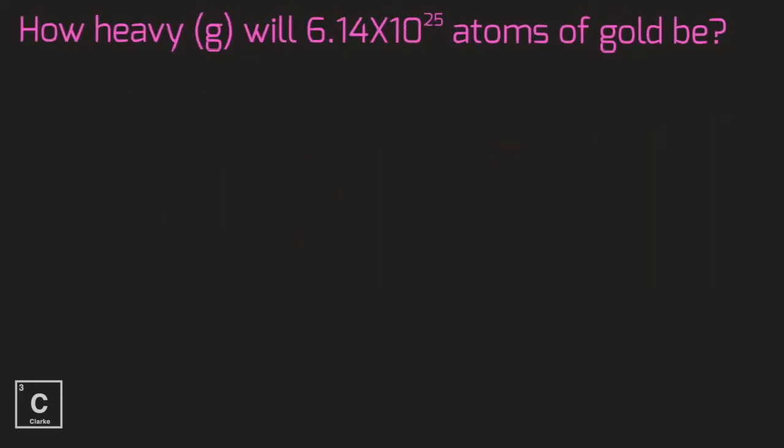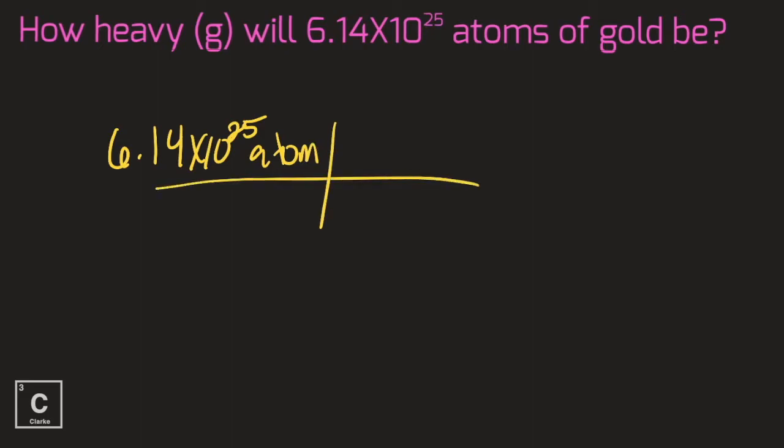Okay, next problem. How heavy, that's grams, will 6.14 times 10 to the 25 atoms of gold be? Atoms, that's a particle. Grams, there is no mention of moles. This is going to take both of our conversion factors. Y'all, I'm going to use yellow for gold. 6.14 times 10 to the 25 atoms. This is our given. Write our cross and bring our unit down. Atoms is a particle. Particle always means Avogadro's number, and that is always equal to a mole.